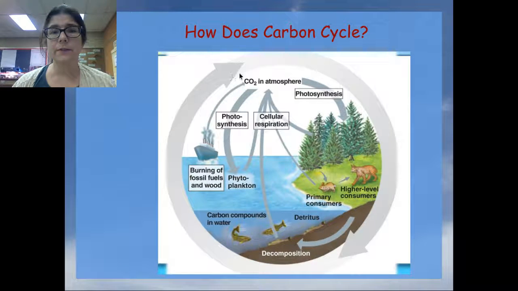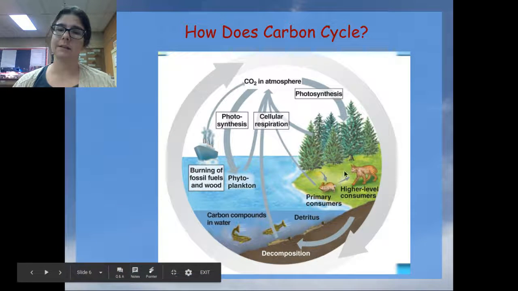Okay, so this one is flip-flopped a little bit, so we can actually read it here. But here you can see the carbon dioxide in the atmosphere coming in through photosynthesis. We have the consumers that are consuming the plants. Through cellular respiration, when they exhale, the carbon dioxide is released back into the atmosphere.